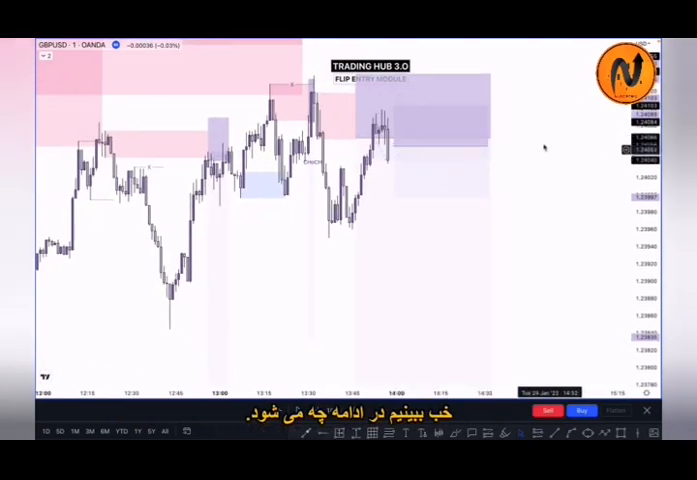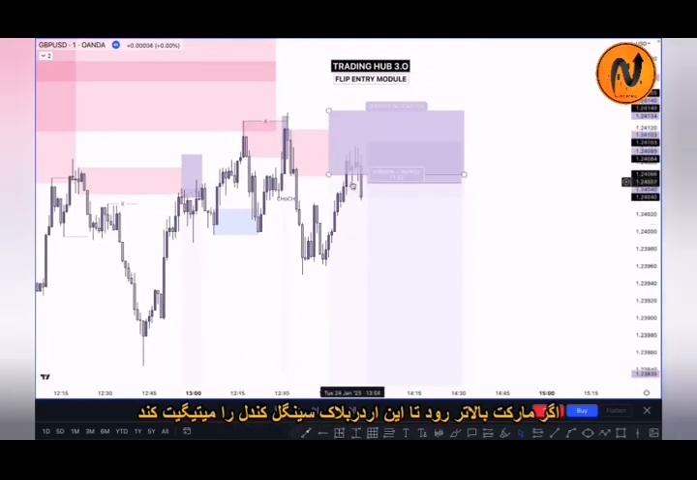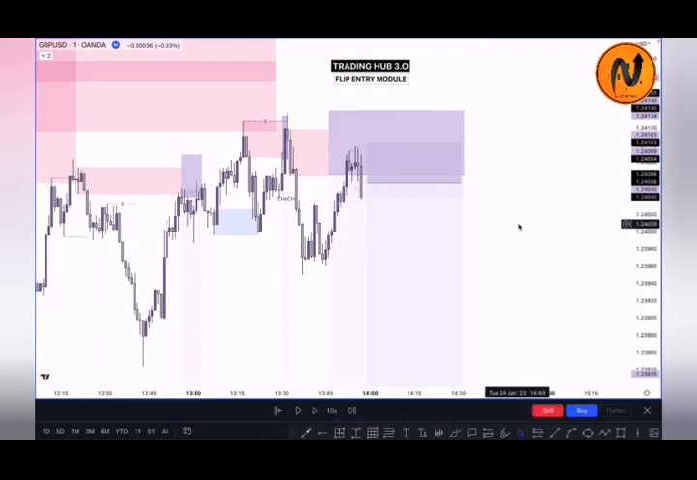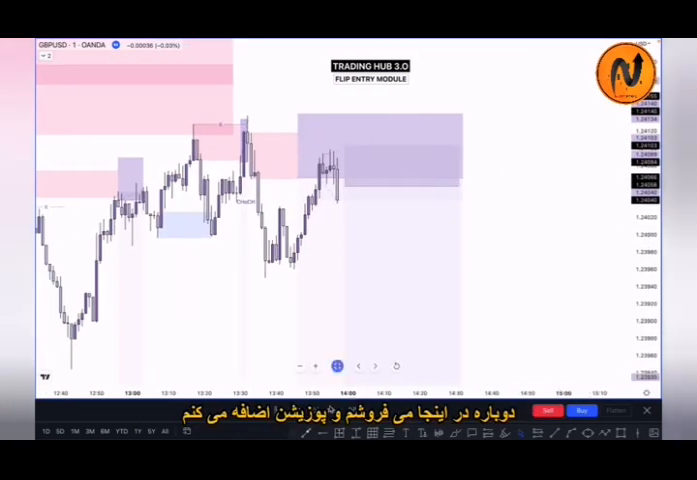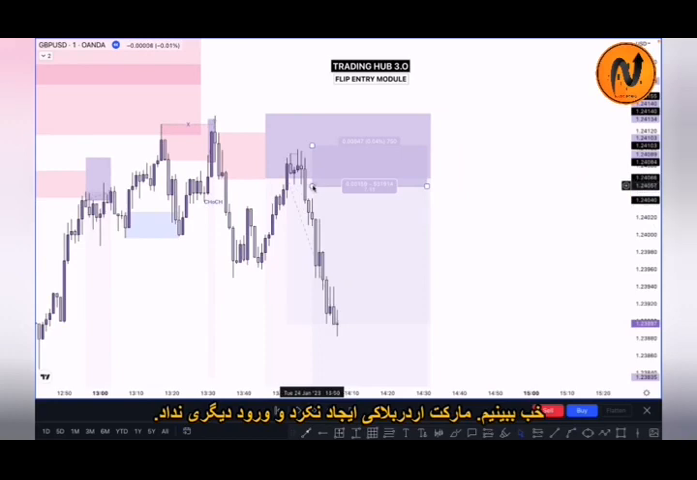Okay, so let's see what happened next after this one. And if the market goes higher again to mitigate this single candle order block, then definitely I'm willing to scale in again on the next entry. Okay, let's see. So the market did not create this order block and did not create this entry.